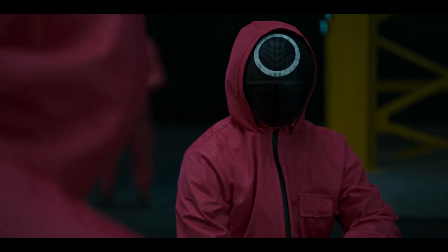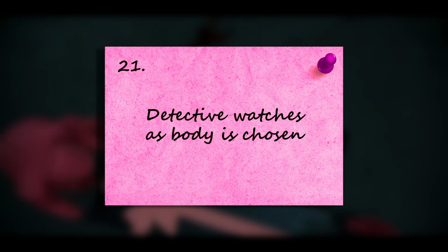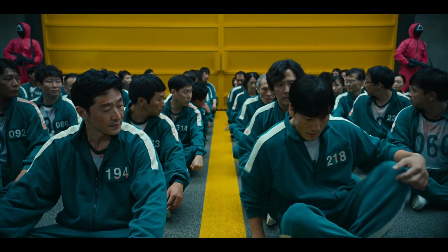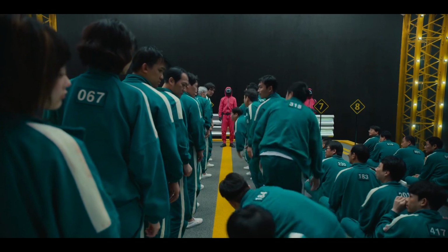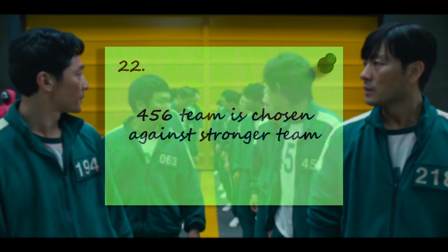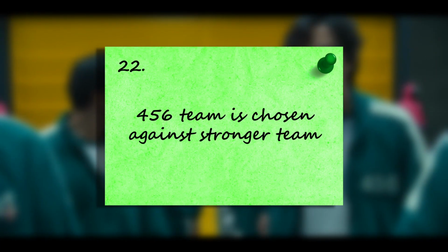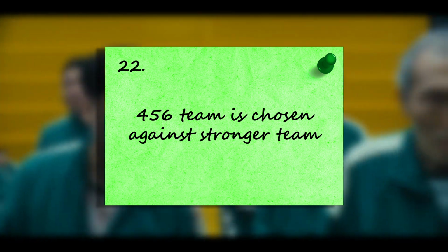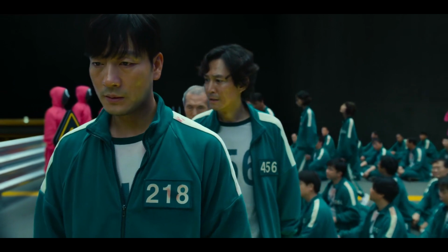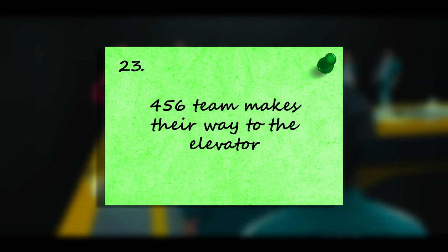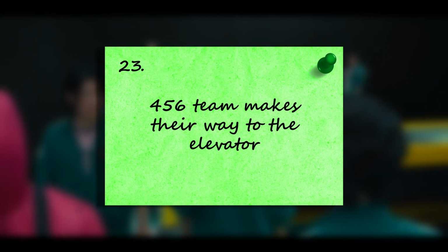Number 21, we're back with the detective, so it's Pink. And the description for this one I would give is detective watches as body is chosen. Number 22, we're back with our lead, so we're going to get the green card out. And the description for this one is going to be 456 team is chosen against stronger team. Number 23, we're going with green again, team 456, described as the team make their way to the elevator.